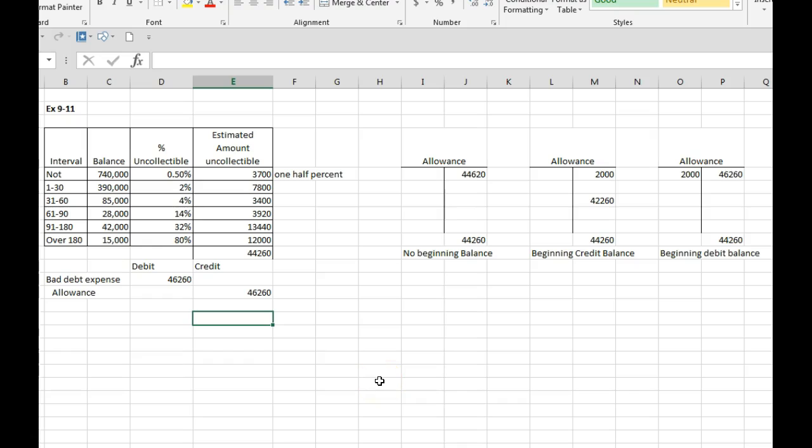So that is exercise 911. Remember, 911 literally is just this here. I used the rest of this to kind of explain this allowance account and how you get the adjusting entry that's required for the bad debt expense.